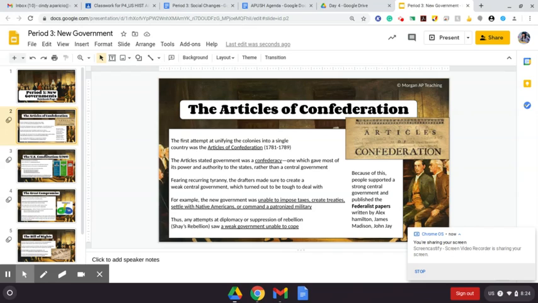Fearing recurring tyranny, the drafters made sure to create a weak central government, which turned out to be tough to deal with. For example, the new government was unable to impose taxes, create treaties, settle with Native Americans, or command a patronized military. Thus, any attempts at diplomacy or suppression of rebellion, such as Shays' Rebellion, saw a weak government unable to cope. Because of this, people supported a strong central government and published the Federalist Papers, written by Alexander Hamilton, James Madison, and John Jay.